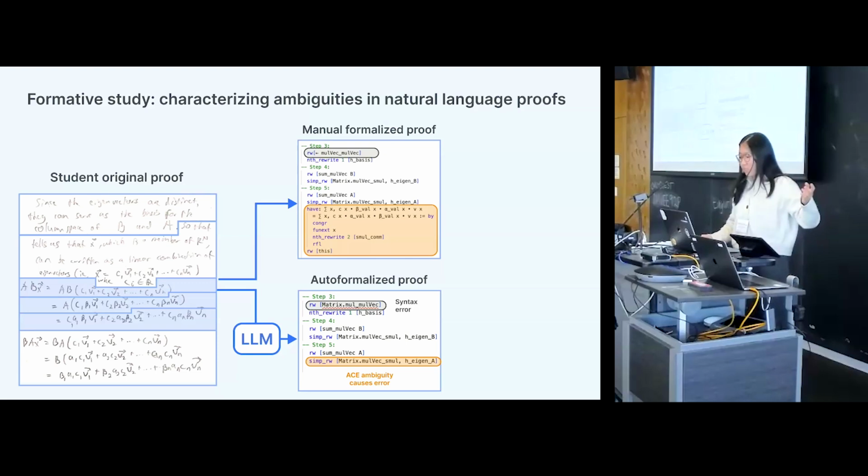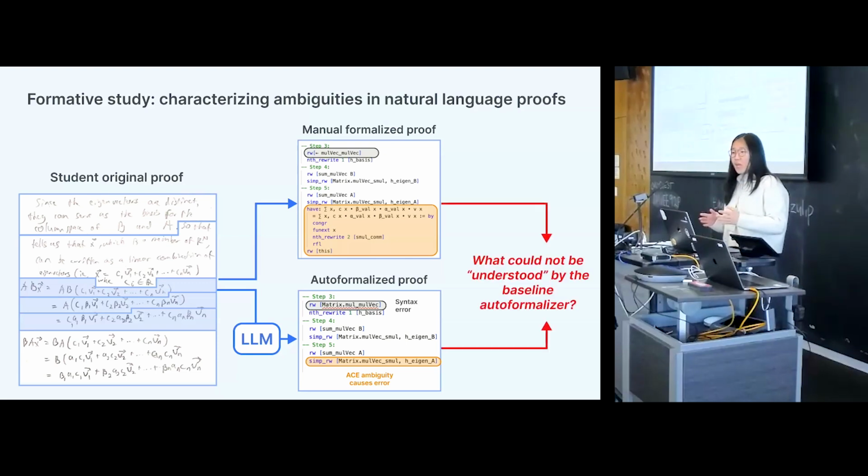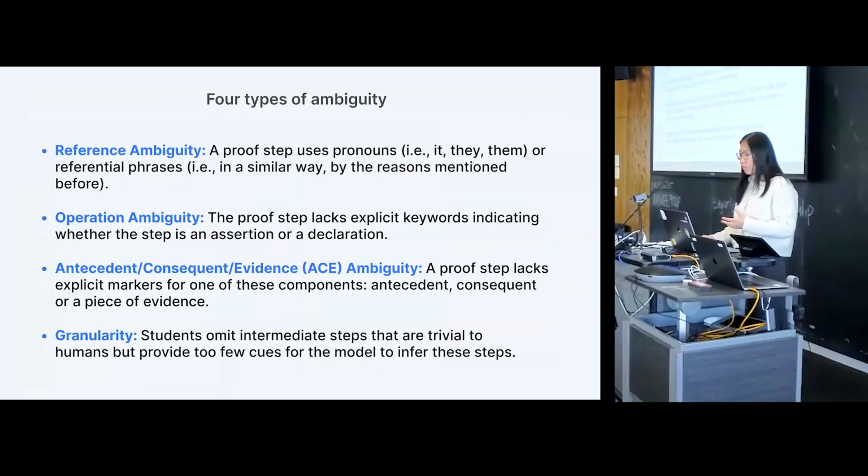And as expected, this version contains multiple errors. To identify where the errors occurred, we compared these two versions step by step. Through this comparison, we can identify the natural language steps that contain ambiguities that make the LLM unable to auto-formalize them correctly. Next, we applied reflexive thematic analysis to cluster these ambiguities into 4 categories. So we will introduce these 4 categories one by one.